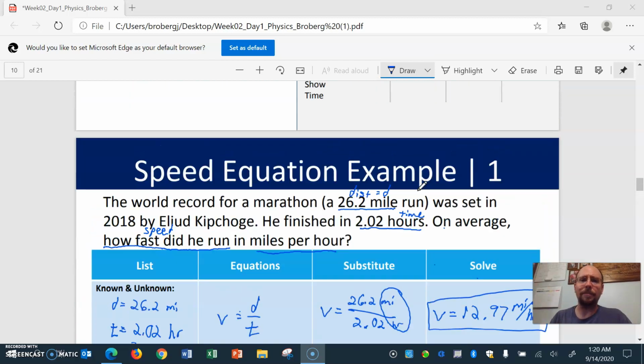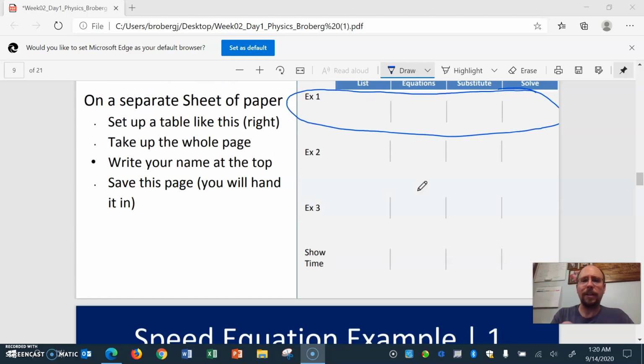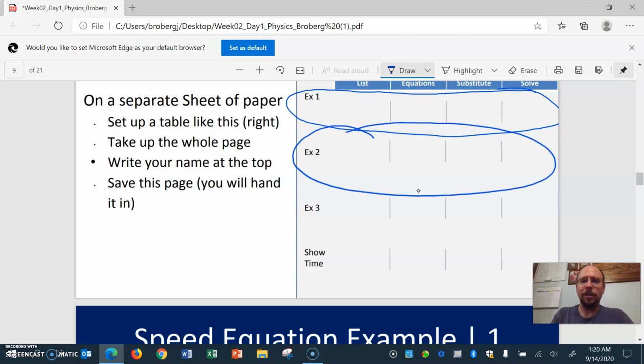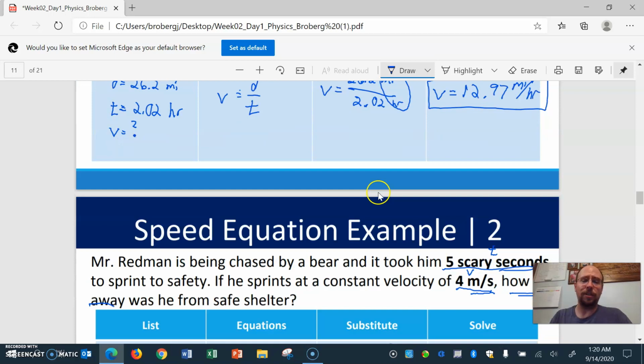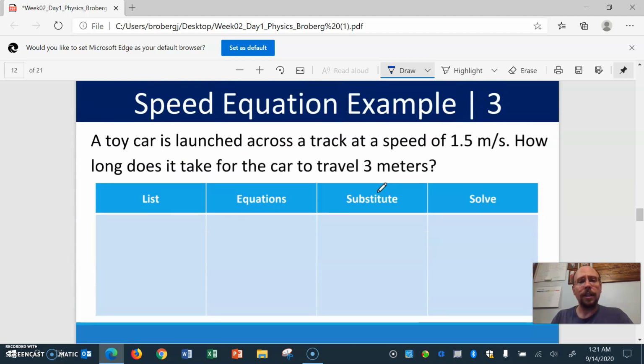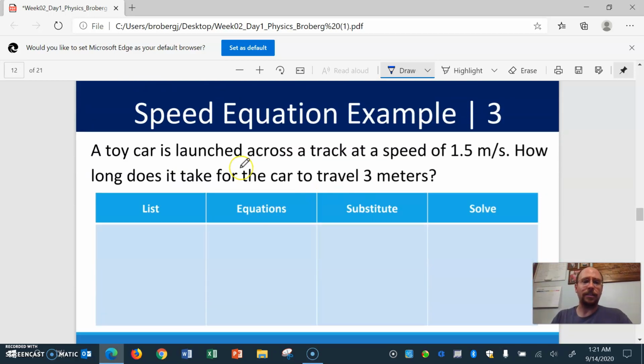But so far we've done example number 1, we've done example number 2, we're going to do example number 3 right now. And then the last one is going to be showing it on your own. So when we look at example number 3, it says a toy car is launched across a track at a speed of 1.5 meters per second. How long does it take for the car to travel 3 meters? So a toy car is launched across a track at a speed of 1.5 meters per second.